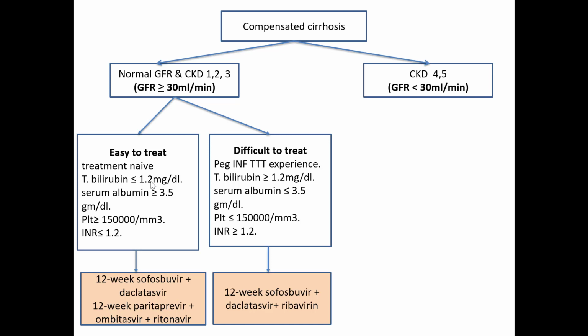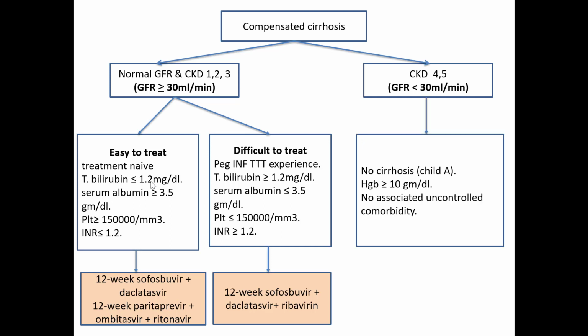If the patient has compensated cirrhosis with eGFR less than 30 ml per minute, CKD stage 4 or 5, provided that there is no evidence of cirrhosis, hemoglobin above 10 gram per deciliter, and no associated uncontrolled comorbidities, in such a case the patient can proceed to a 12-week regimen of paritaprevir, ombitasvir plus ritonavir.